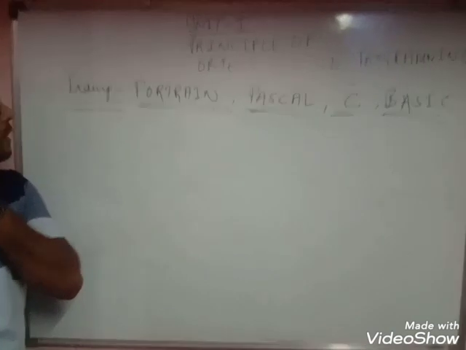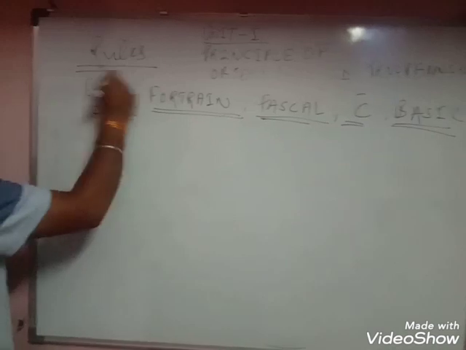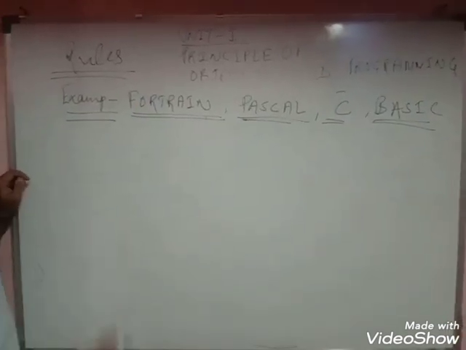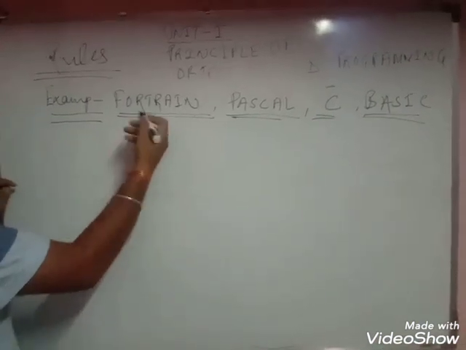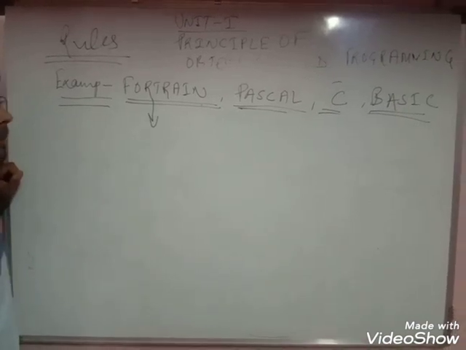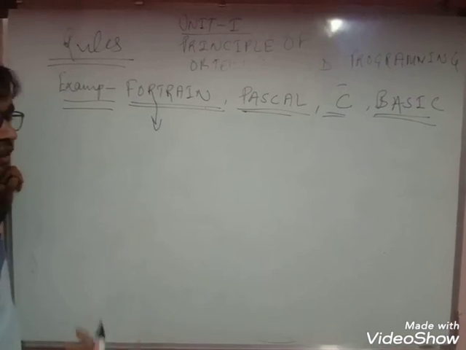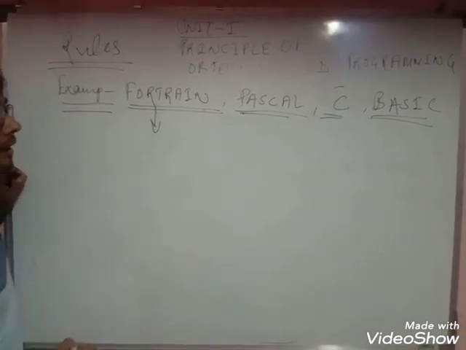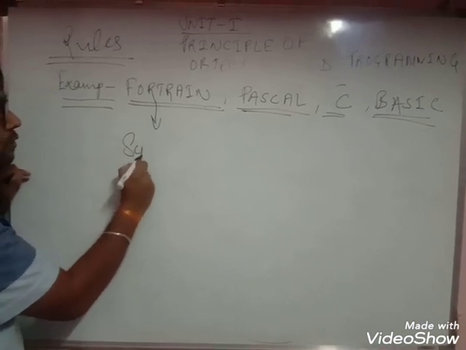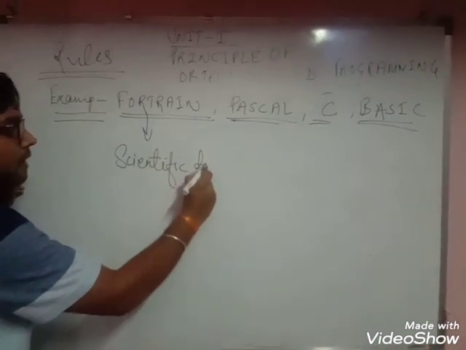So what is oriented? Oriented means rules. These programming languages follow the rules of procedure oriented programming. So how is Fortran a procedure oriented programming language? I have already told you that procedure oriented approach means it is function based, and a function is made for a special purpose. So Fortran is also made for a special purpose. What is the use of Fortran? It is used only for scientific formulas, fixed formulas.